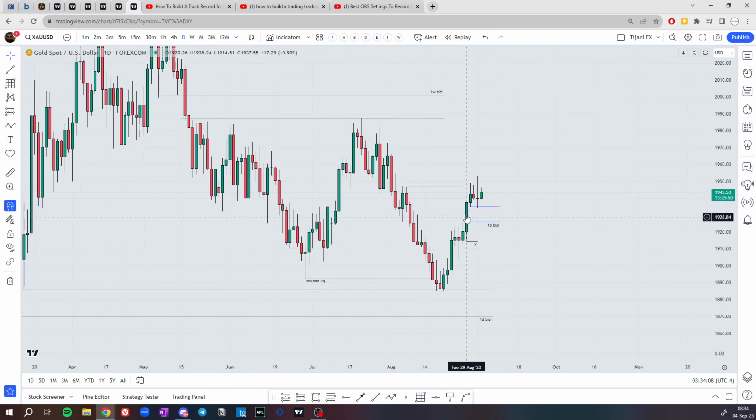And like we said, if price drops lower, checking this low, I'm going to be targeting these lows here as the weekly is still bearish, right? So this is what I'm expecting for the rest of the week.